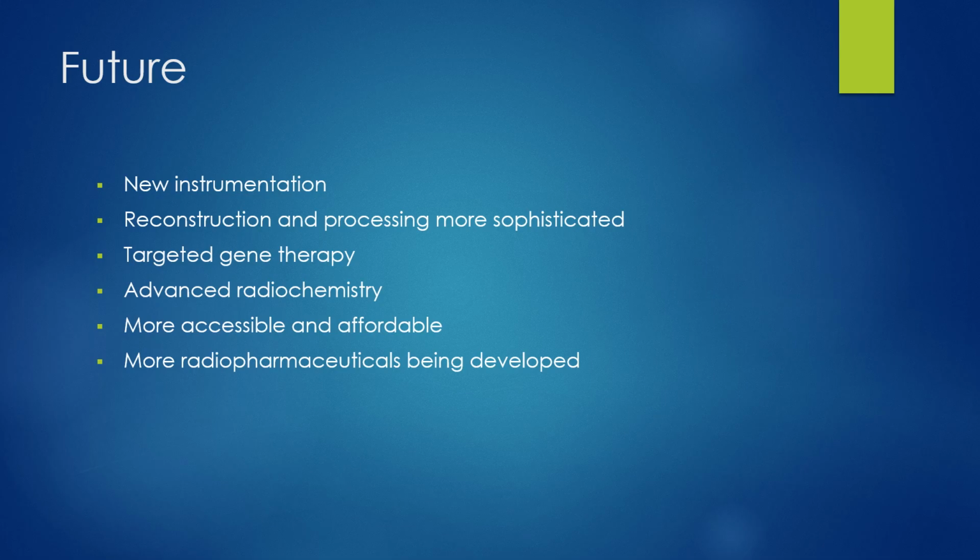The reconstruction and processing is becoming more sophisticated with advancements in computer programming and software engineering. And one of the examples is iterative reconstruction. We went from filtered back projection to now we use iterative reconstruction, and the iterative reconstruction algorithms are changing. We've gone from OSEM to now there's MLEM and lots of other different types of iterative reconstruction that's very advanced. PET CT can be used for targeted gene therapy and looking at the overall efficacy of new therapies.